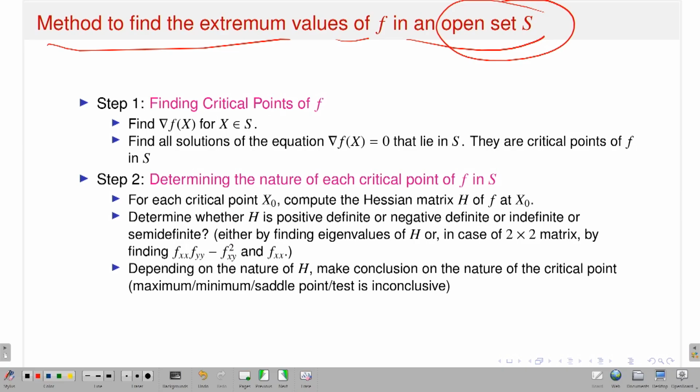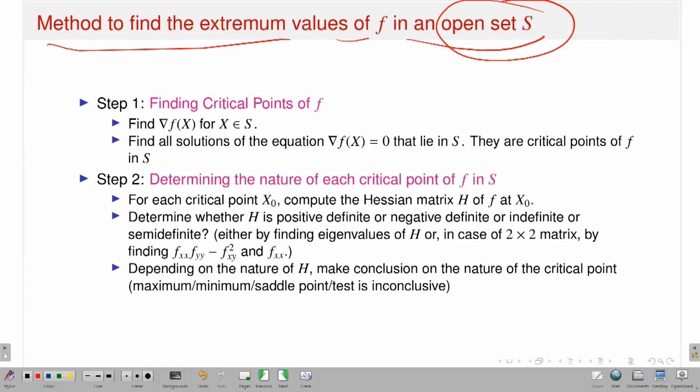Okay. And suppose my function is very nice, that means the first order partial derivatives and second order partial derivatives exist and are continuous. So, that means you just go through the critical points, and at the critical point you calculate your Hessian matrix, classify your Hessian matrix as positive definite, negative definite, indefinite or semi definite, and then conclude whether it will have a local maxima, local minima, or saddle point. So, that is the process.